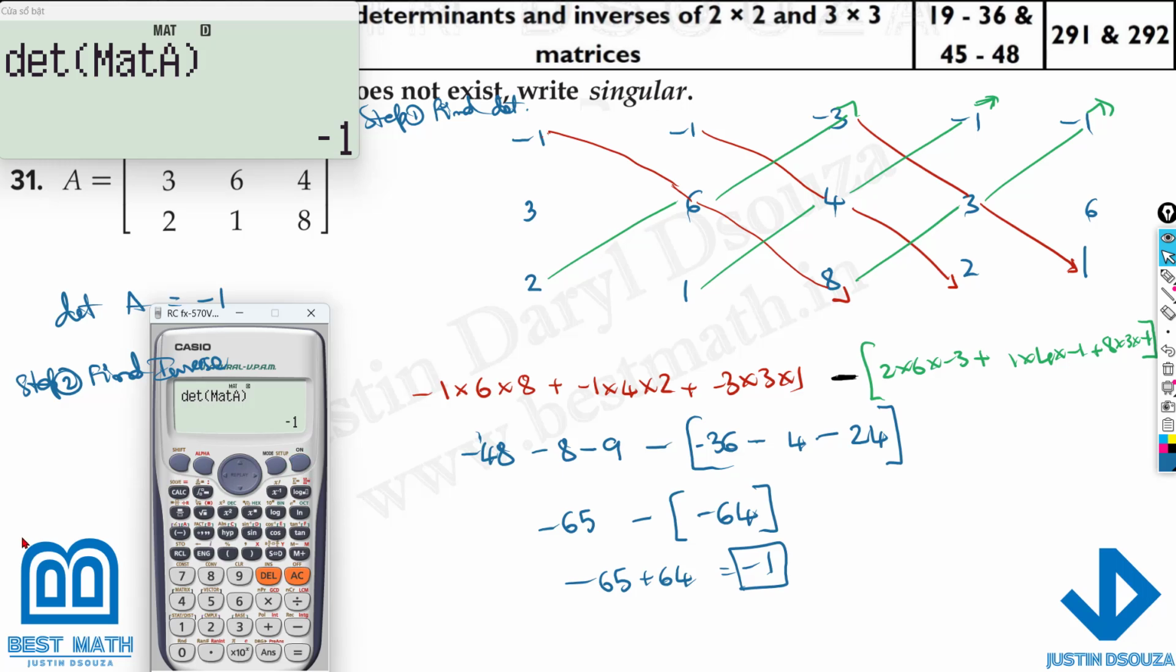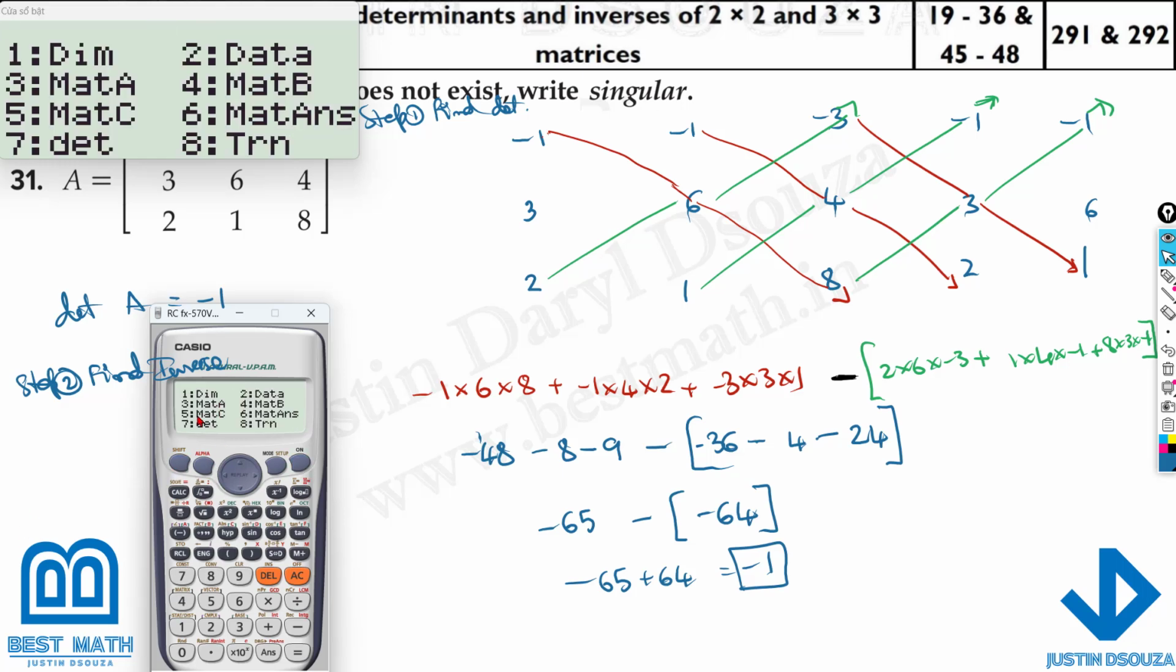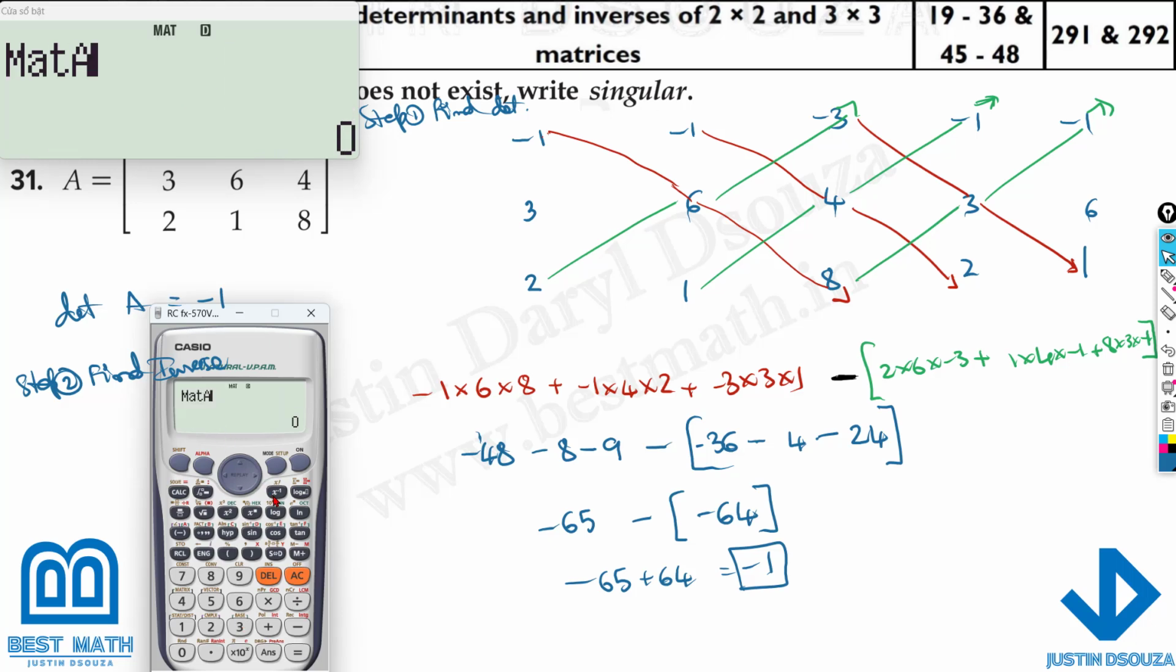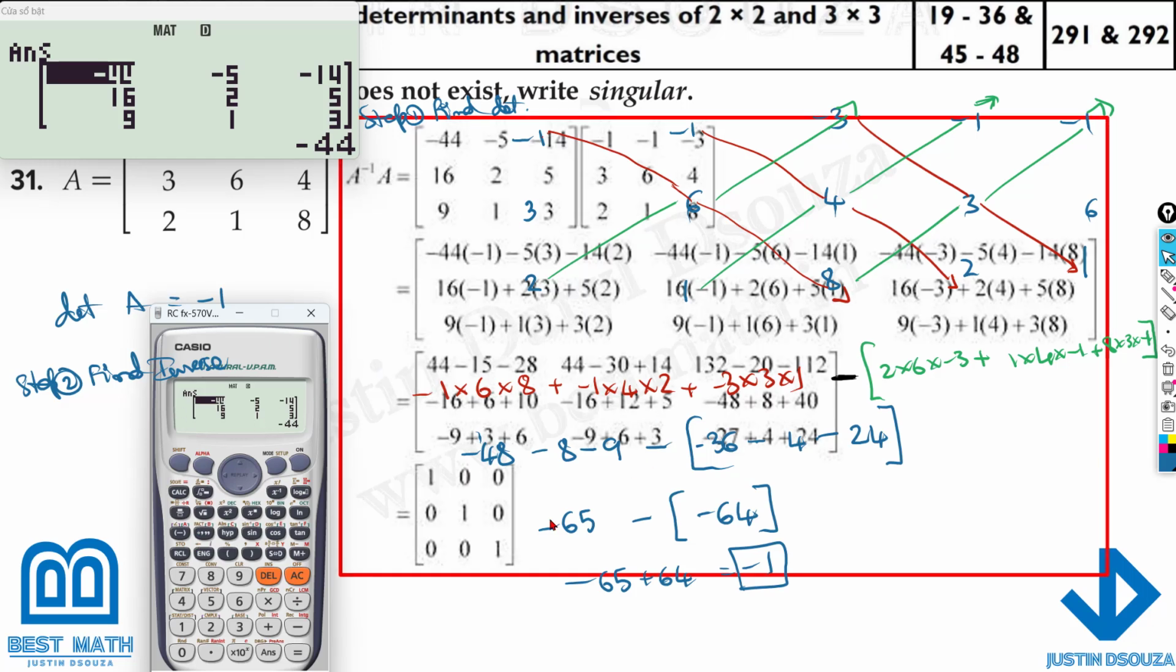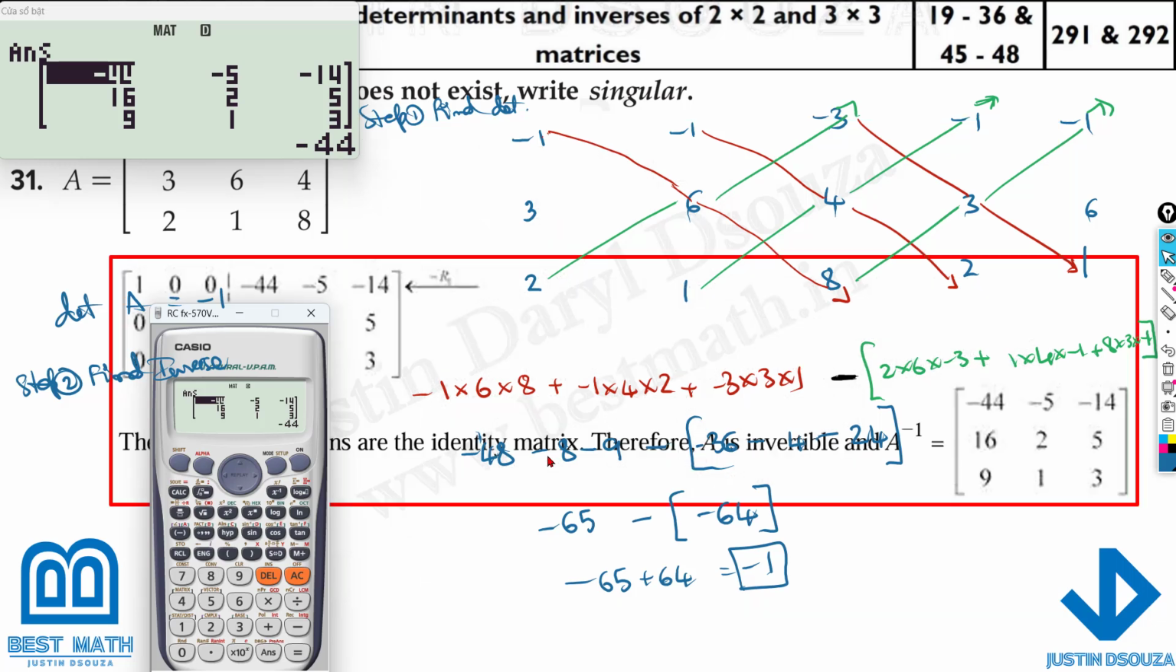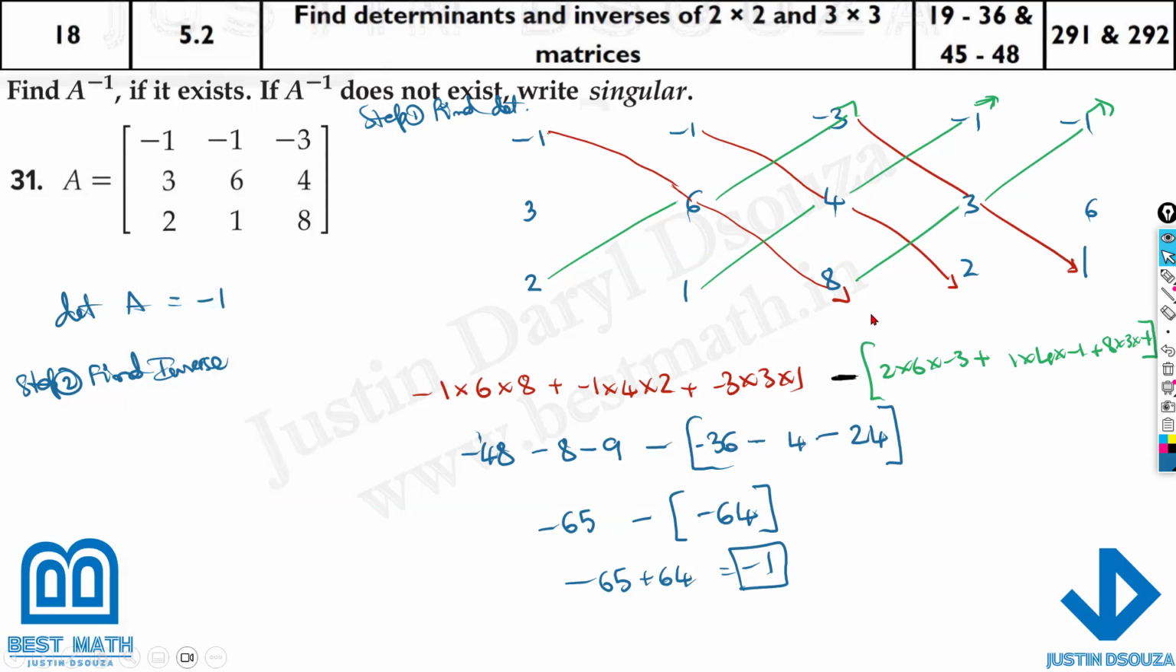How do you find the inverse? It's just shift 4, type in the matrix which you want to find its inverse, and the inverse symbol is over here. That's the answer. So here next what you do is you just write this answer out over here. You found the determinant, write the answer. That's enough. So let's just look at the inverse. Where did we get it? Here. Absolutely the same thing. So this is how you can find the inverse of a 3 cross 3, because it's very huge, and if you do it manually you won't get time. So do this method. Determinant is very important, this determinant part.